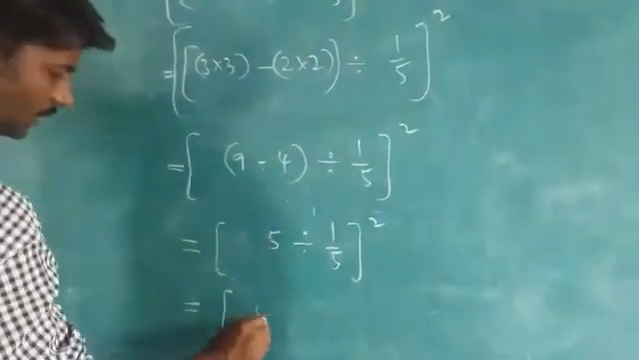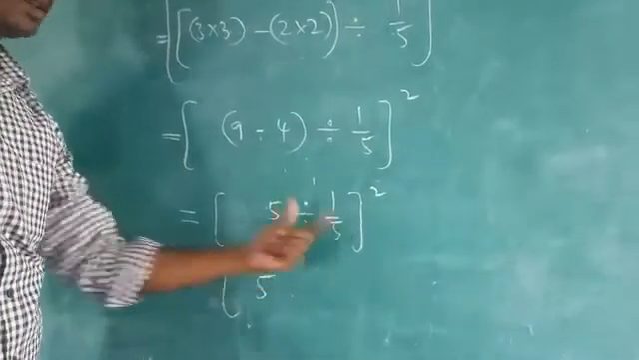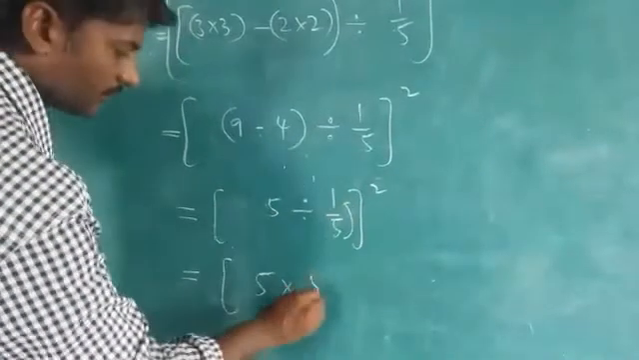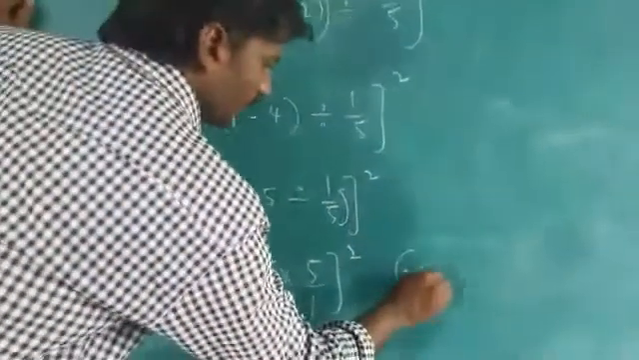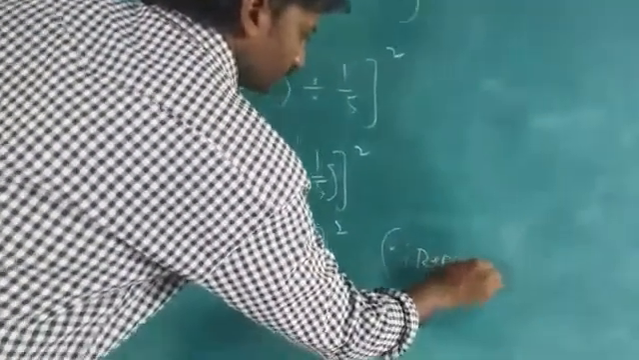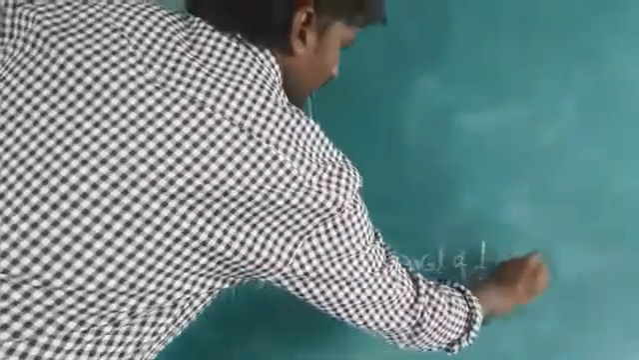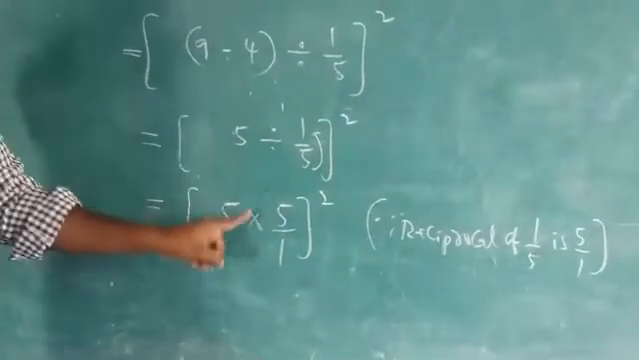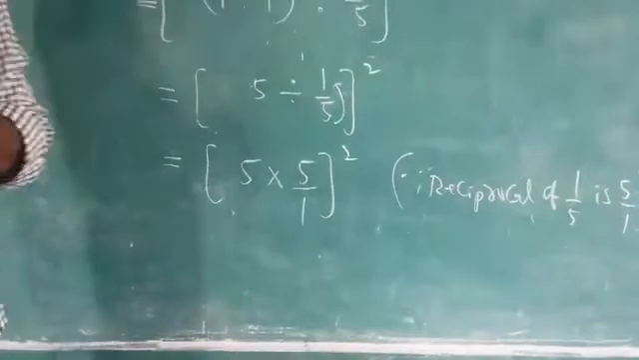Now, I told you previously, when you are dividing a fraction or rational number, you make this division symbol into multiplication and take the reciprocal. The reciprocal of 1 on 5 is 5 on 1. So you change the division symbol, write a multiplication symbol, then the reciprocal. If you miss any one of these, the answer goes wrong.